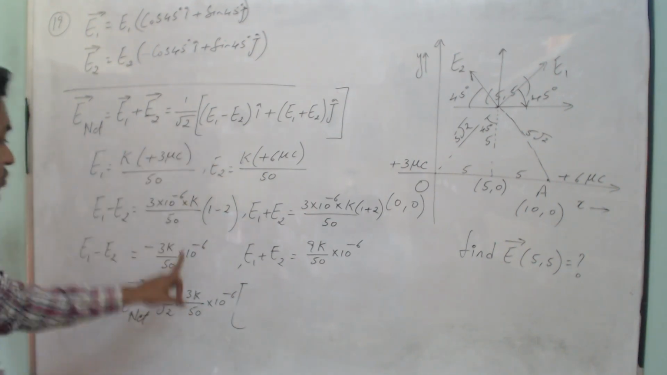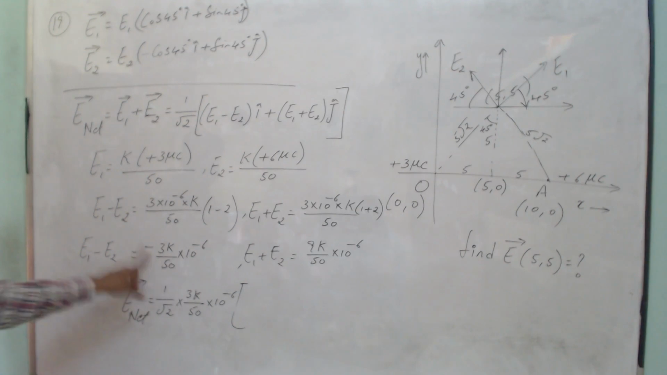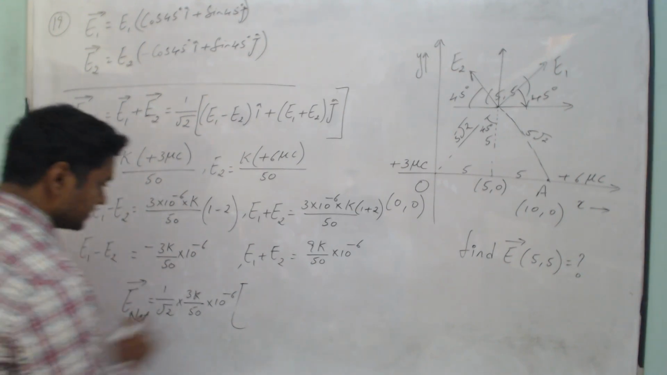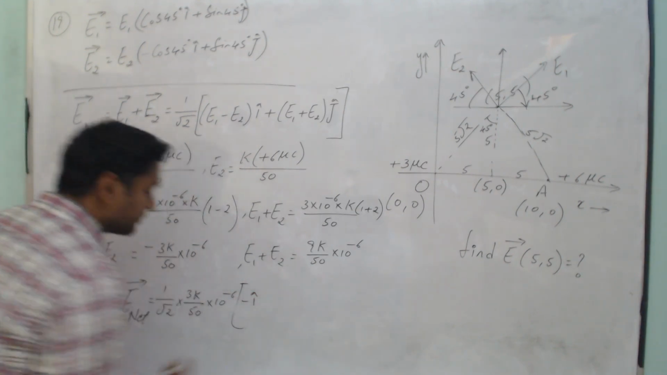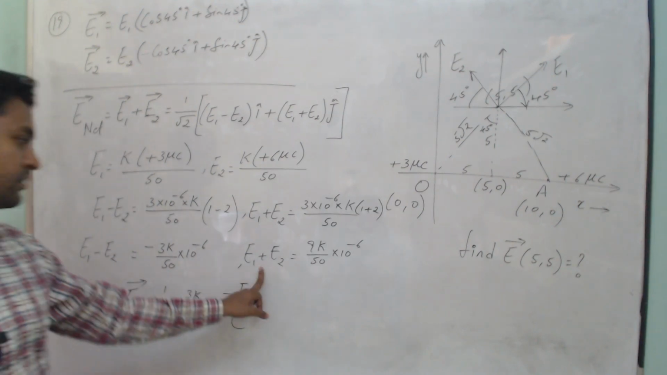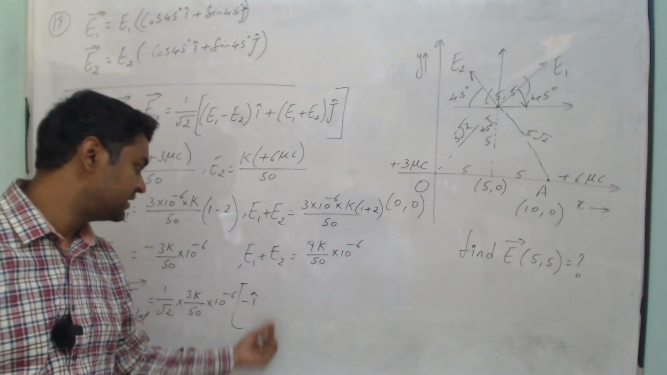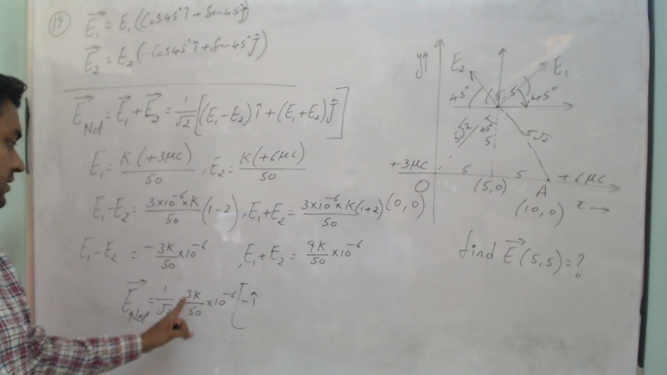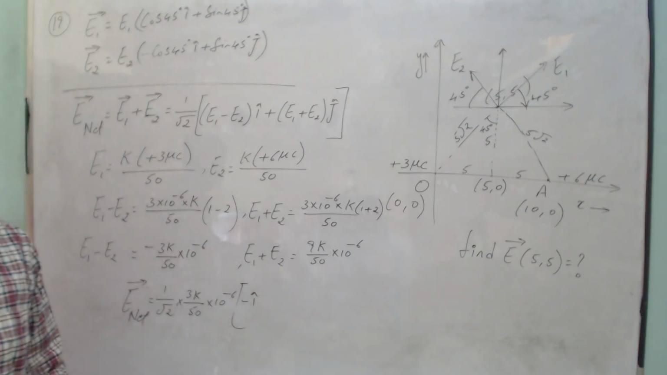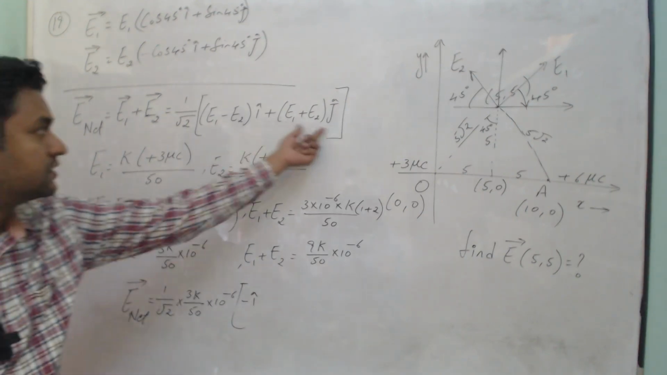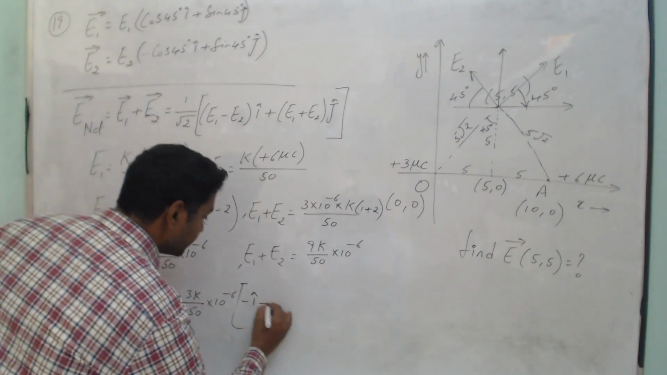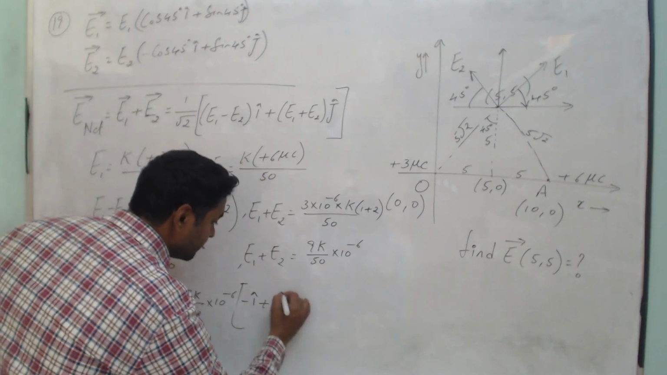E1 minus E2 is just this with a minus sign, correct? Yes, sir. So that becomes minus I cap. And E1 plus E2 is this, basically I have a 3. 3 into 3, 9. I'll have plus 3j cap. Simply plus 3j cap. This is the final answer.